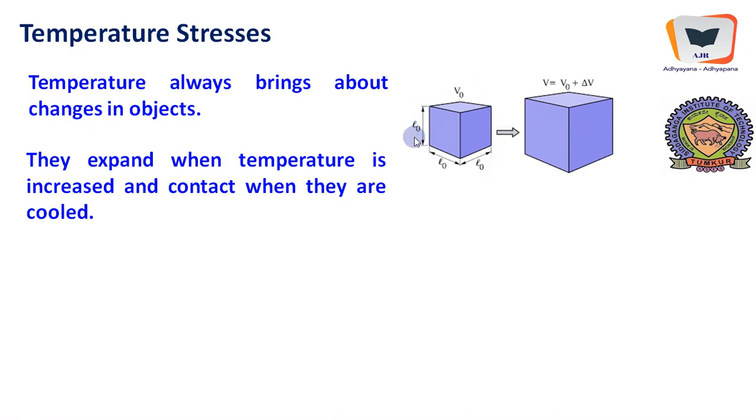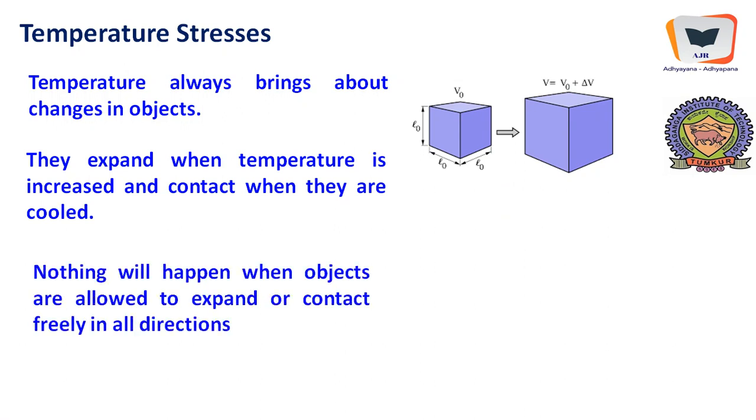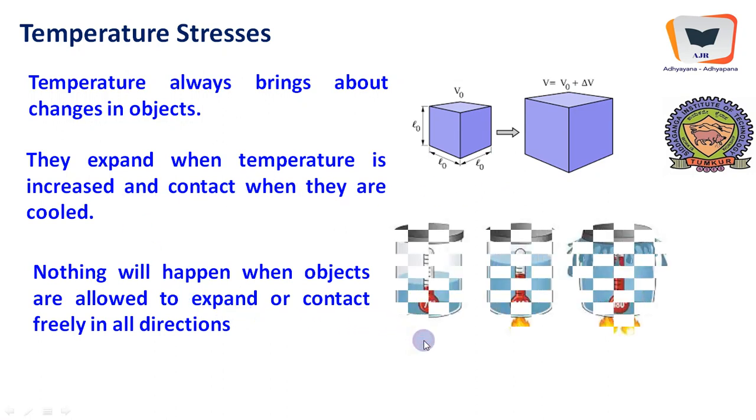And here is an example. There is a cube and it is being uniformly heated, let us say, and it has the initial volume V naught. Upon uniformly heating and upon providing for a free expansion in all the directions, the volume of this component is going to increase. And on the other hand, if it is cooled uniformly, it's going to contract and come back to its original volume or original shape. And nothing will happen when objects are allowed to expand or contract freely in all directions.